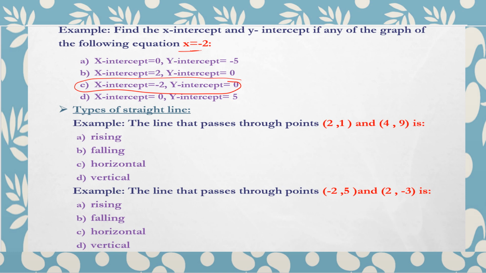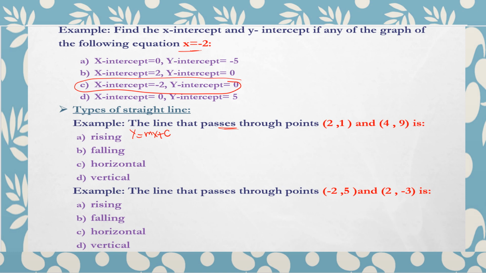Types of a straight line. The line that passes through points (2, 1) and (4, 9) is rising, falling, horizontal, or vertical. In order to solve this example, we should first find the equation of the straight line, which is y equals mx plus c.